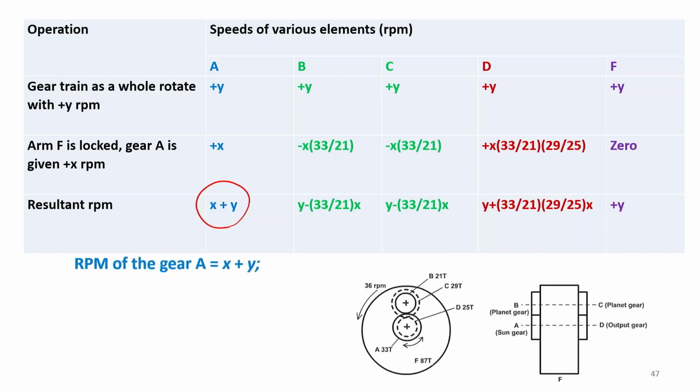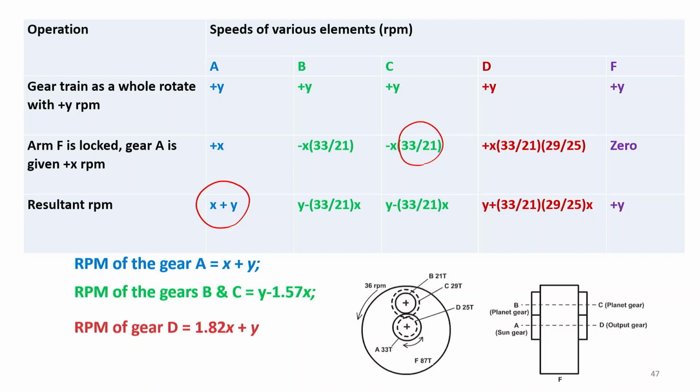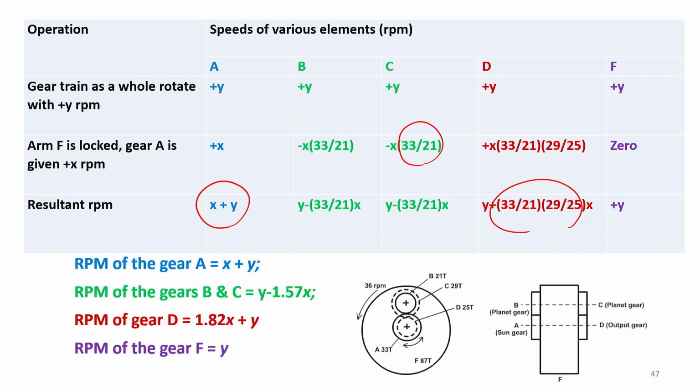So, RPM of gear A is x plus y, RPM of gear B and C is y minus 1.5x, that is, this is 1.57, gear D is 1.82, this is x plus y, and RPM of gear F is y.